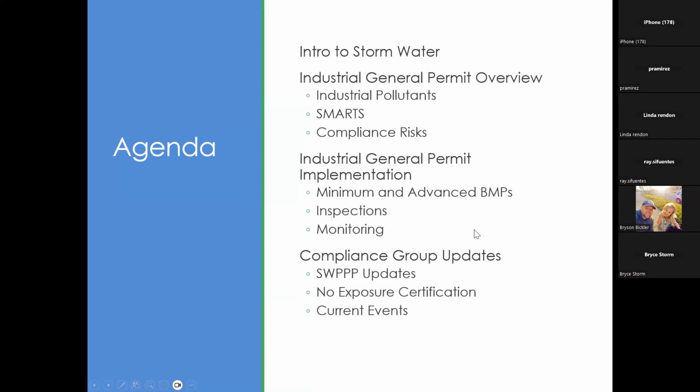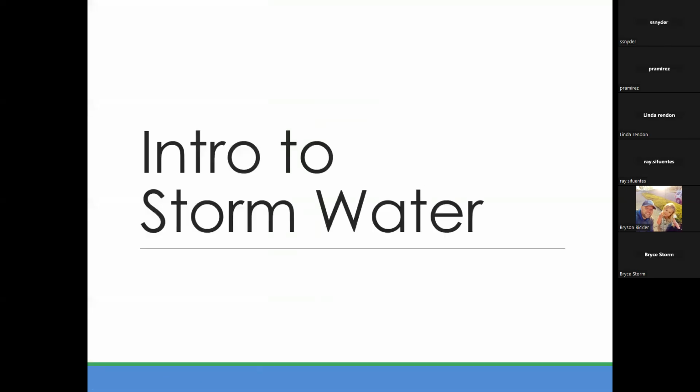We'll go through a bit of the specific BMPs that are required of industrial locations, as well as get into all the specifics of how to conduct your inspections and monitoring. And then we will have a few updates for you as well, current events in industrial land. So we'll go through your SWIP updates, which are pending right now, as well as some additional notes on what the group has been doing.